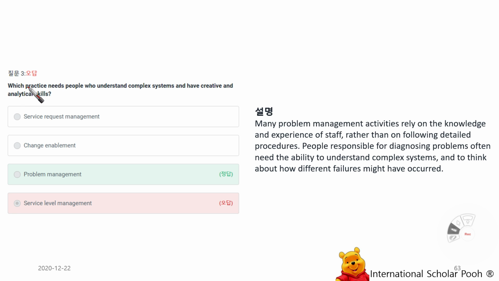Which practice needs people who understand complex systems and have creative and analytical skills? Problem management. Many problem management activities rely on knowledge and experience of staff rather than on following detailed procedures. People responsible for diagnosing problems often need the ability to understand complex systems and to think about how different failures might have occurred.